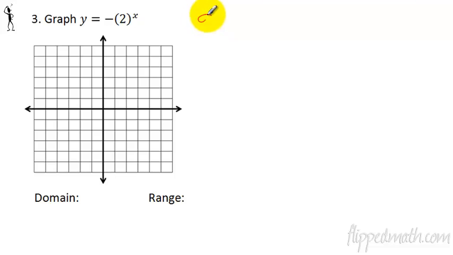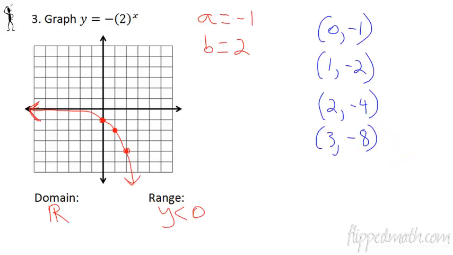Before you start it, I'll at least give you this hint. What does a equal and what does b equal? A is equal to -1 and b is the base. B is a 2. So start with that. See if you can graph this one. I'll have the answer appear here in just a second. And there's your answer to number 3.